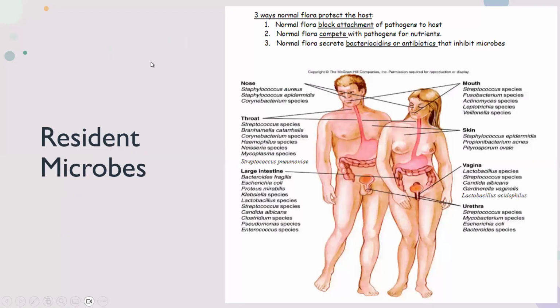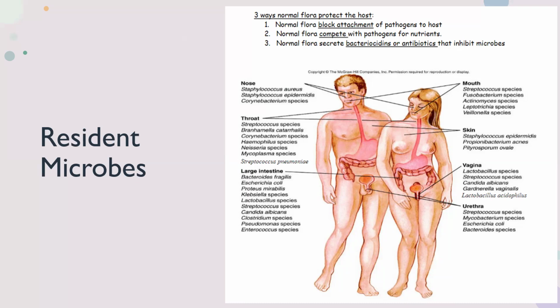Another question you're going to be asked is to give me one or two resident microbes and tell me how they protect the host from a foreign invader. So this list is straight from your notes. Some of the ones are very common that we've already worked with this semester: Staph aureus, Staph epidermidis, E. coli. For the vagina, I definitely remember Candida albicans and Lactobacillus acidophilus. Those two are very specific resident microbes for the vagina. And so if you get asked a question like that, that's something that you want to go with.